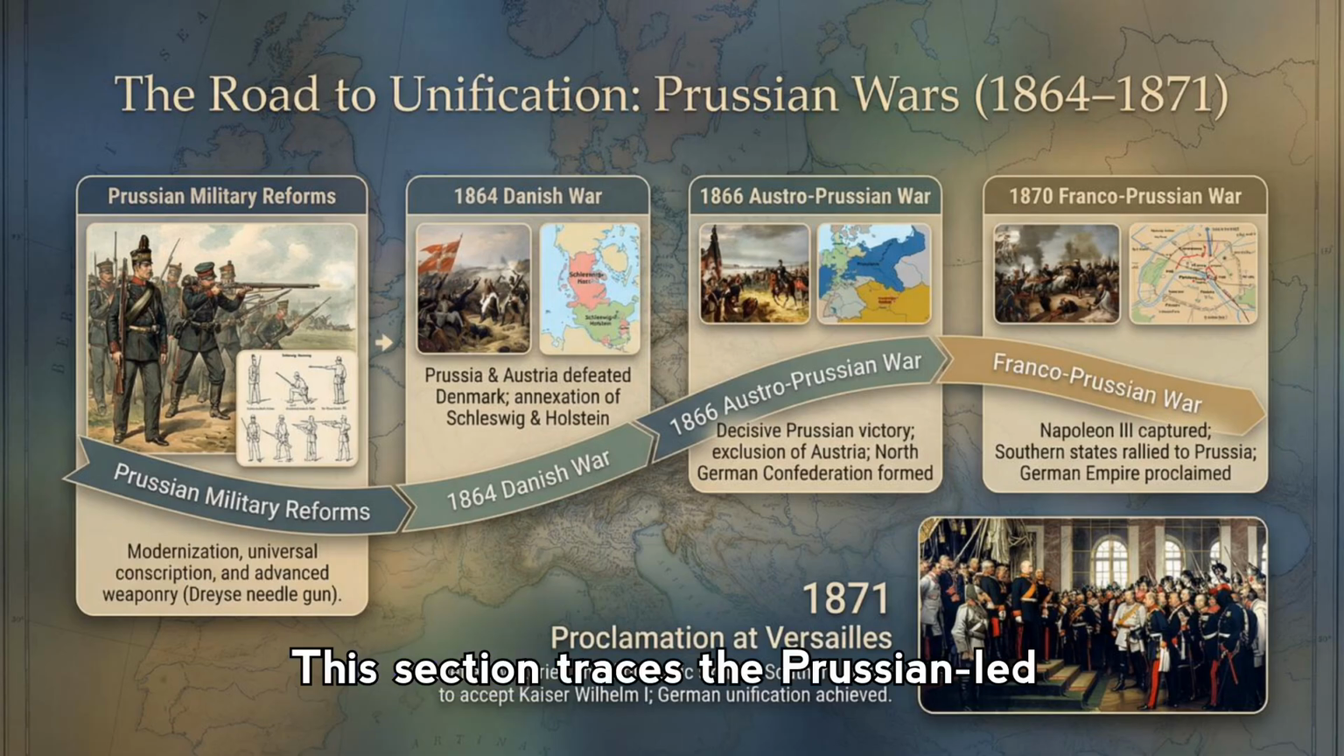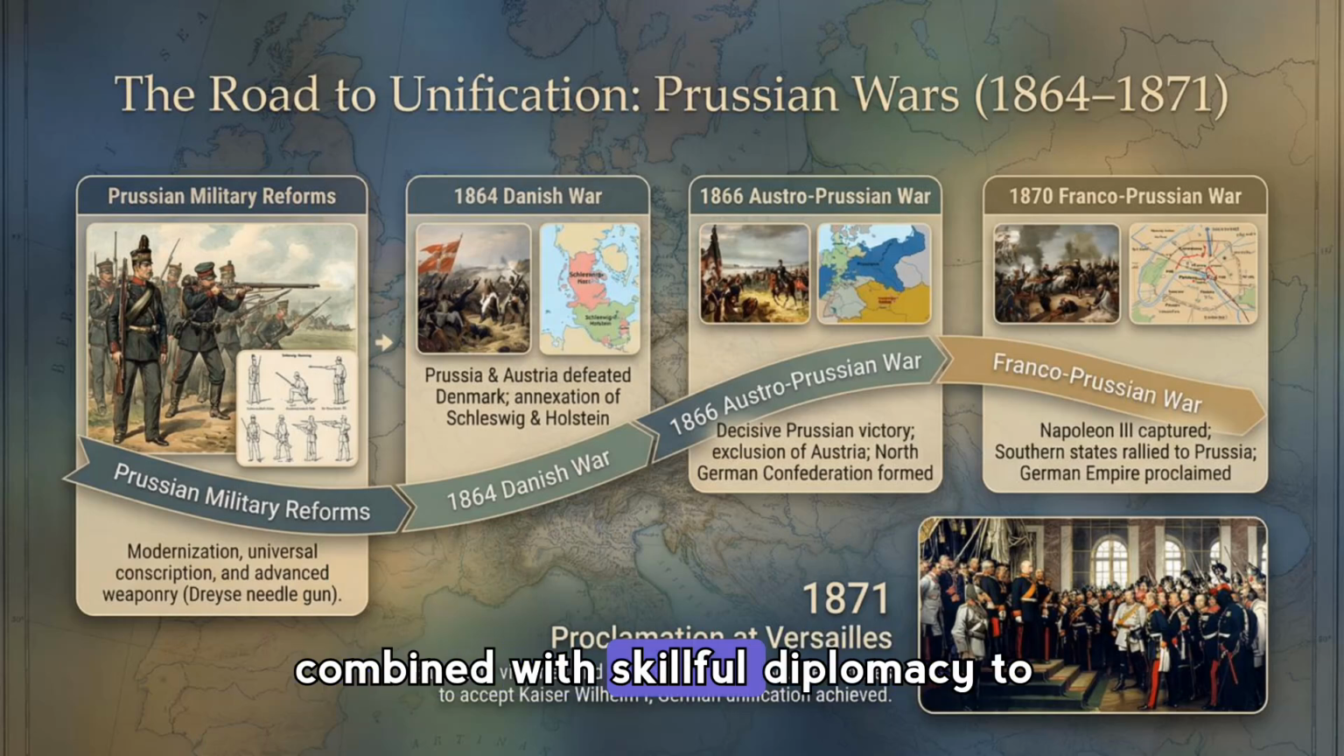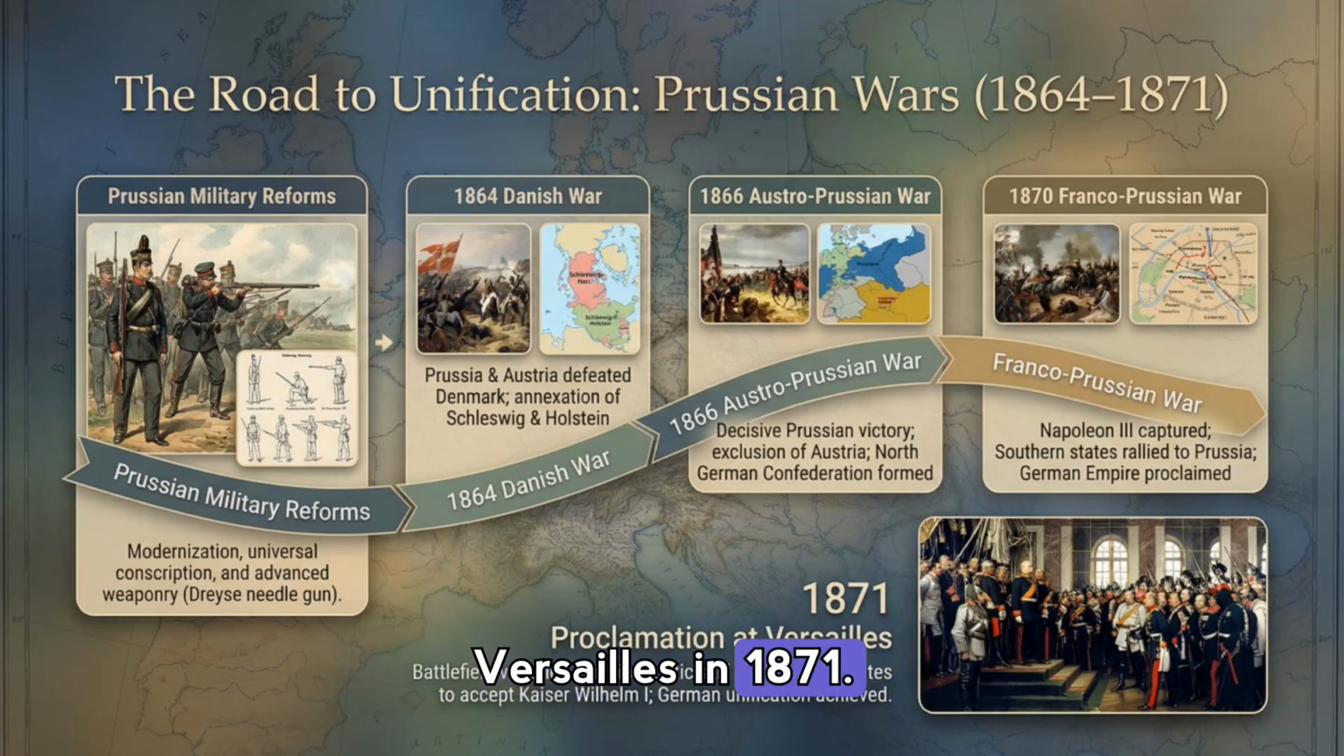This section traces the Prussian-led path to unification through military reform and a series of wars from 1864 to 1871. Visuals of reforms, battlefield maps, and diplomatic moments show how modernization, conscription, and decisive victories over Denmark, Austria, and France combined with skillful diplomacy to bring the southern states into a new German empire, proclaimed at Versailles in 1871.